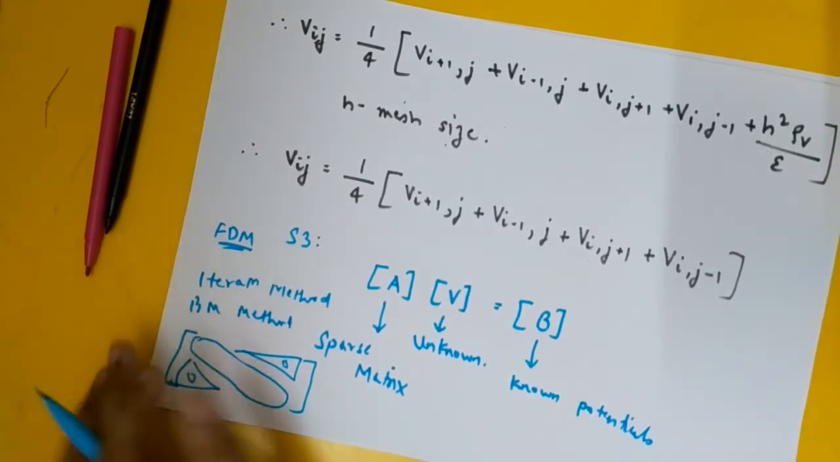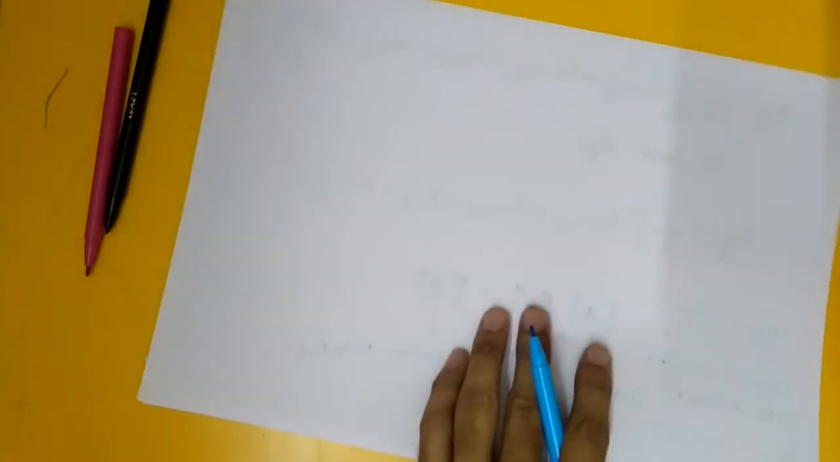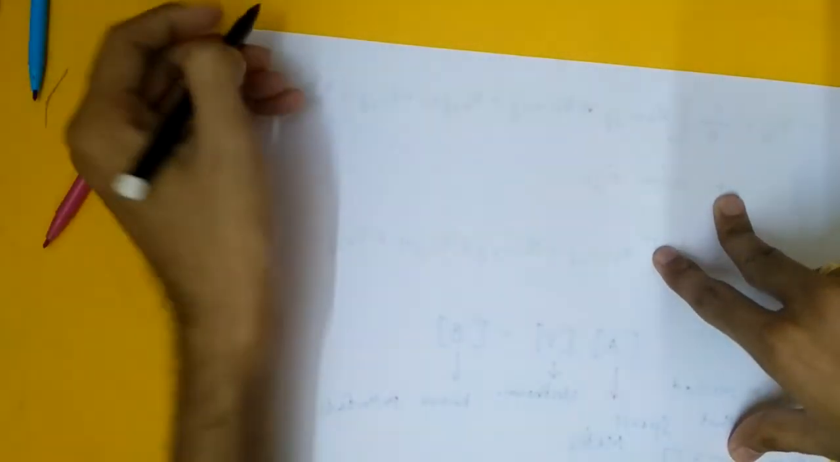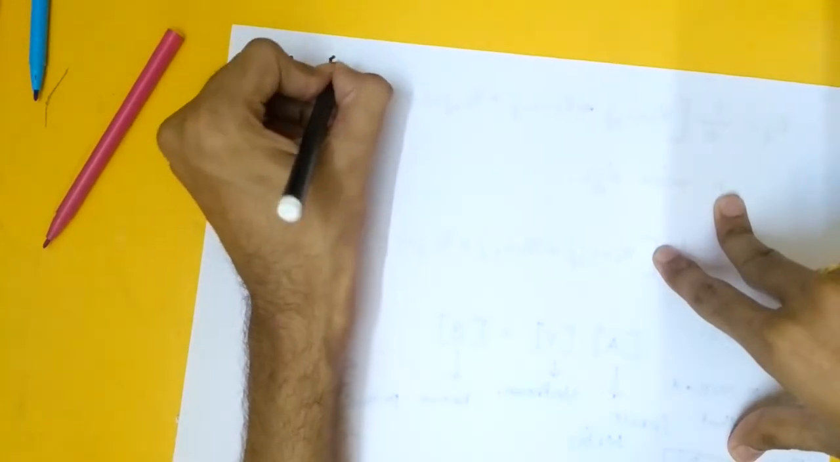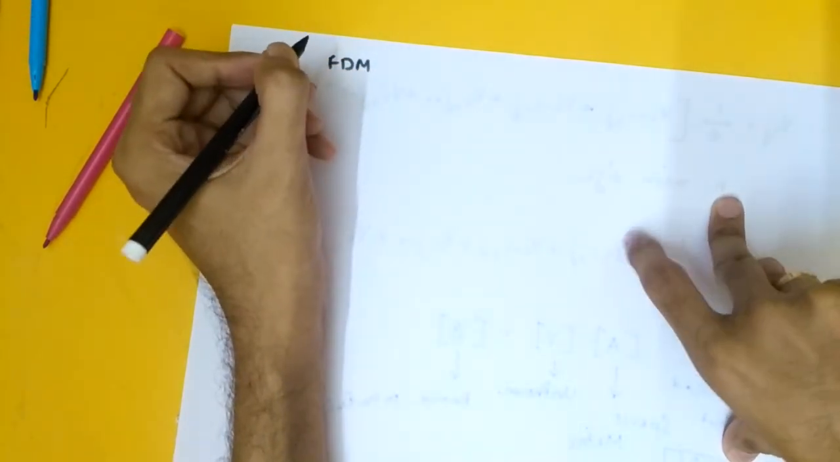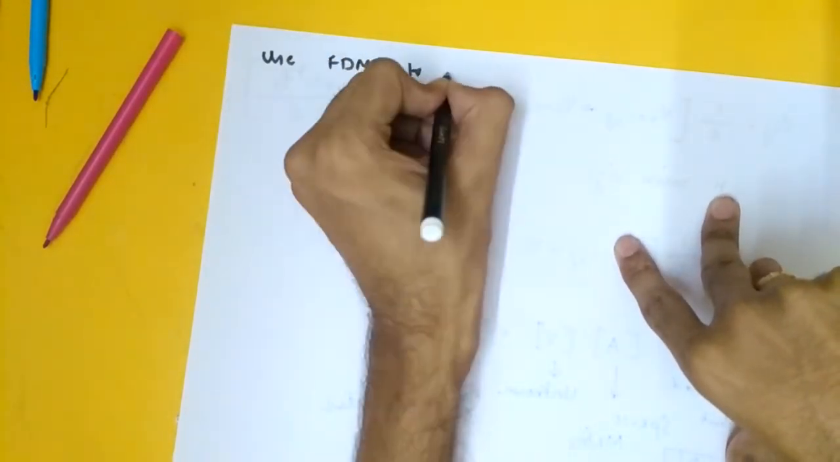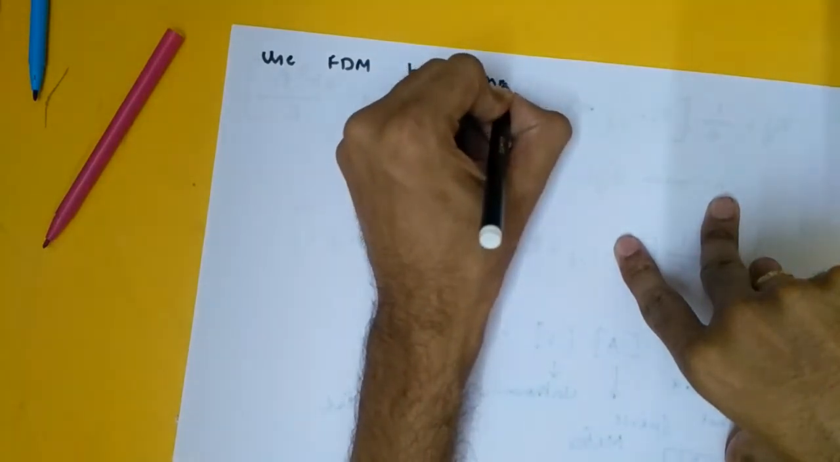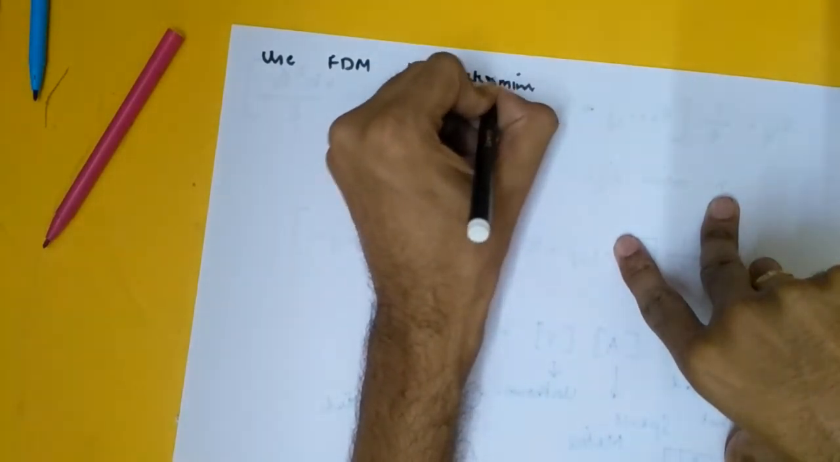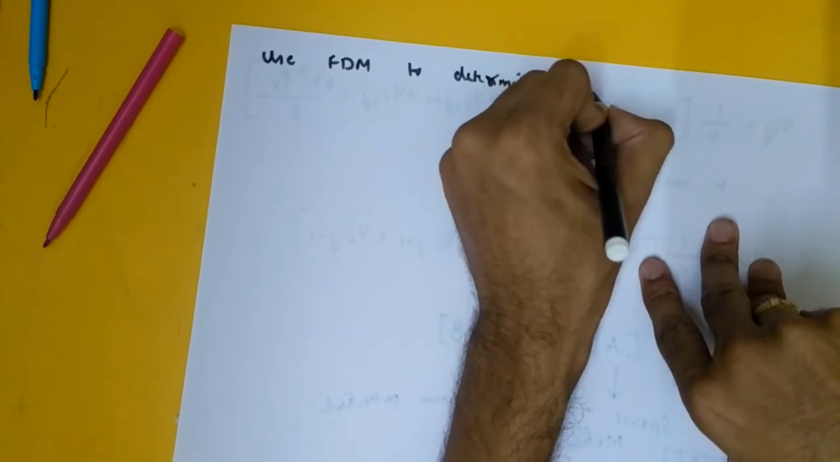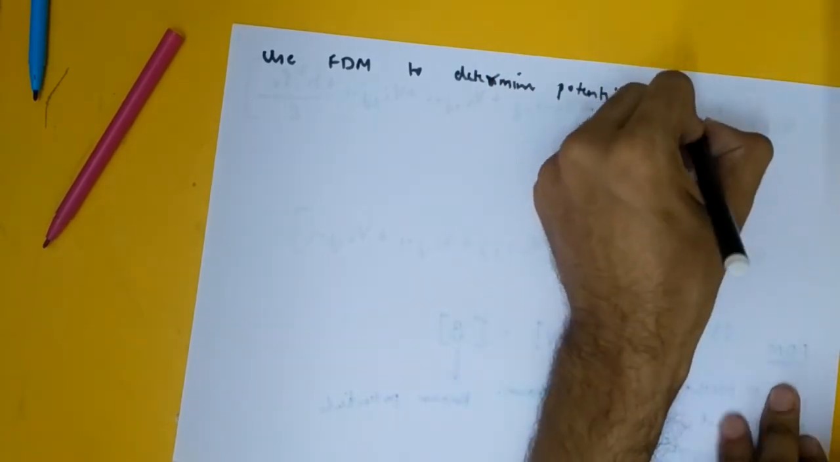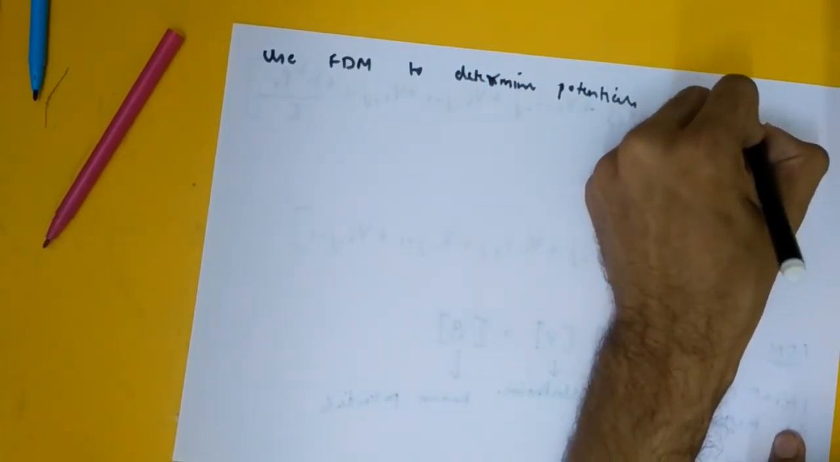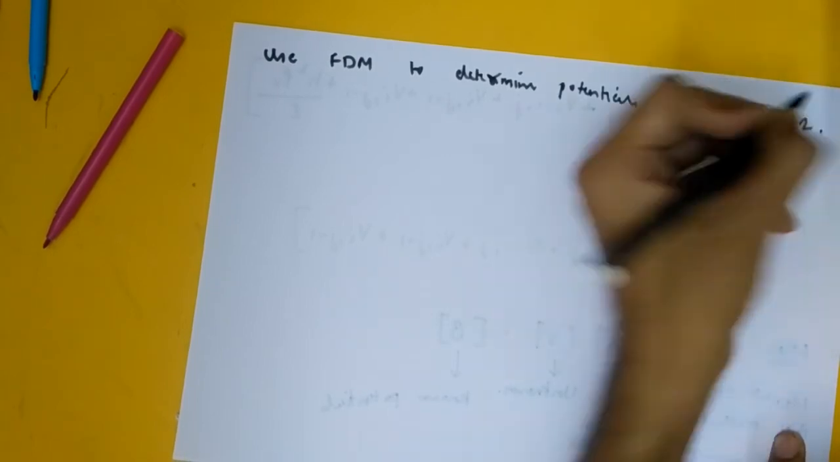So let's directly solve the sums based on this. So very simple sums, so I'll take only one sum. So the sum is: use finite difference method to determine potentials at nodes 1 and 2.